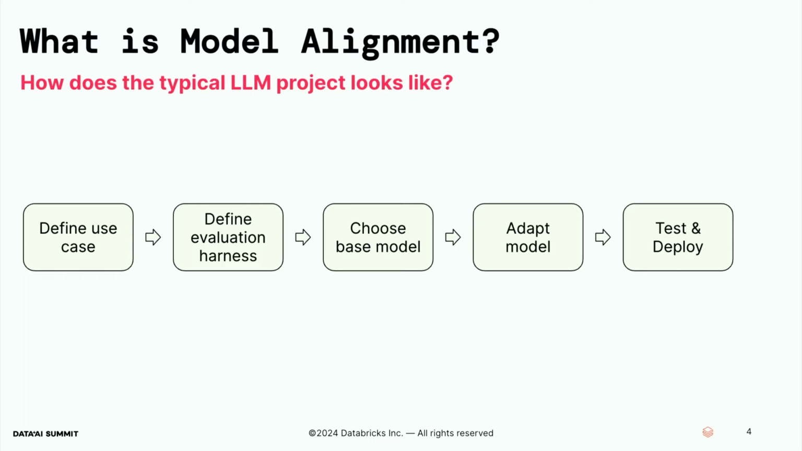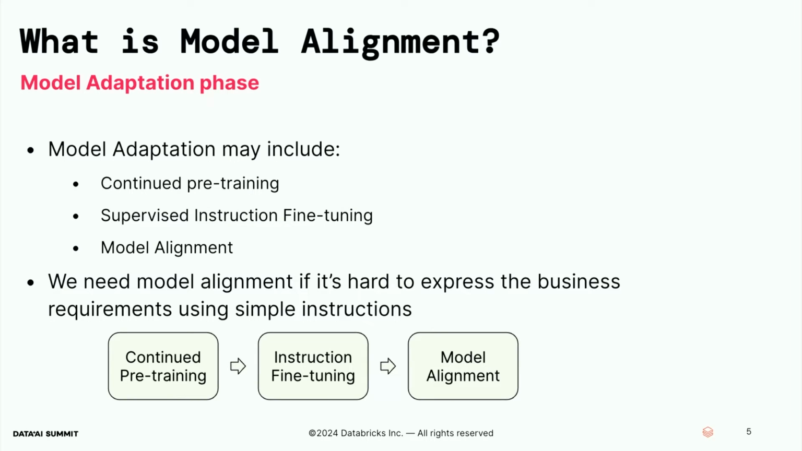After that, we come to the adaptation phase. We have to adapt the model to our requirements, and if it goes well, we can test and deploy it. So now let's discuss what model adaptation actually is. Usually we have three components here. We can start with continued pre-training. That's something we want to do if we want our model to learn, for example, a new language or a new domain. Maybe we would like the model to adapt to some specific vocabulary or language tone.